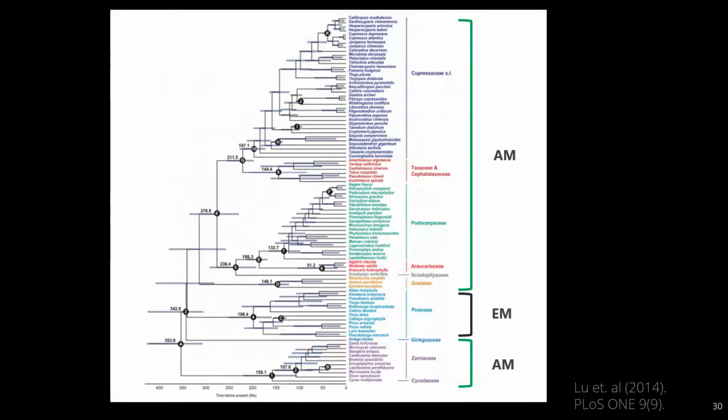However, when you actually look at gymnosperm diversity, so this is a family tree of all gymnosperms, with calling out different gymnosperm families here, all of them except for Pinaceae associated with arbuscular mycorrhizal fungi. So when you think about gymnosperms globally, they really are dominated by arbuscular mycorrhizal fungi. However, in our data sets, we have high bias towards just the Pinaceae.